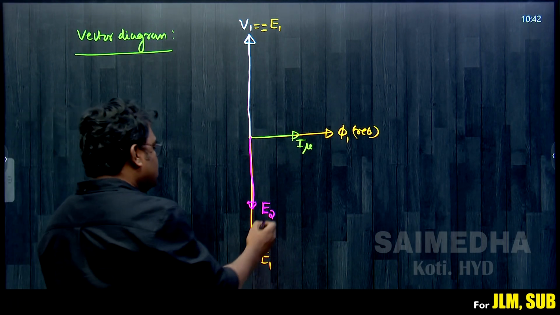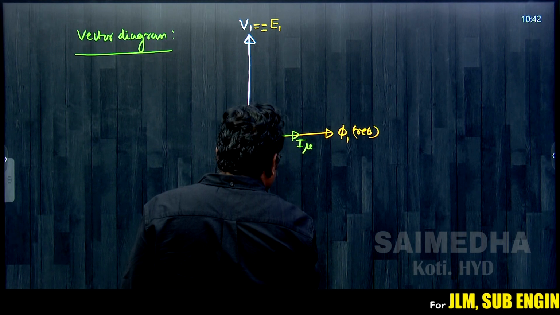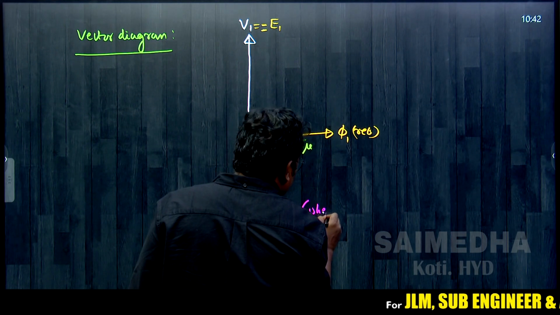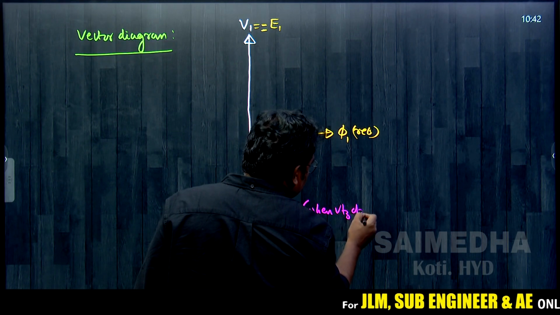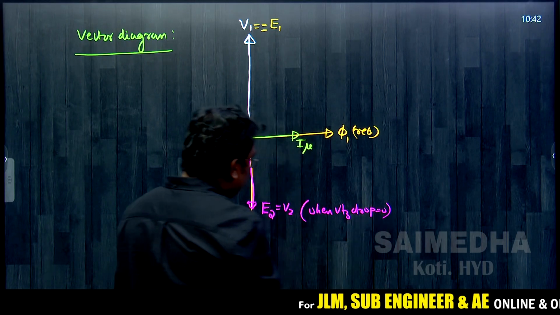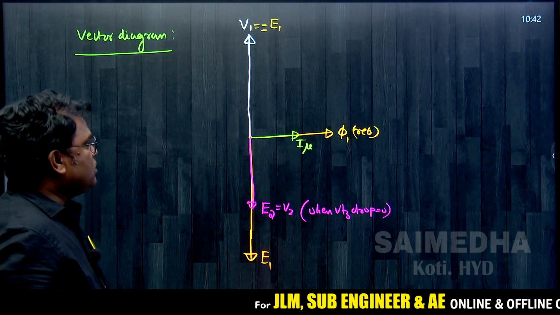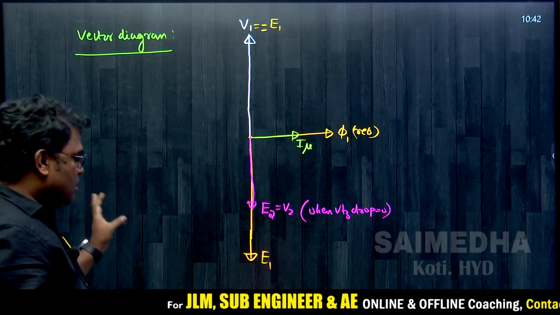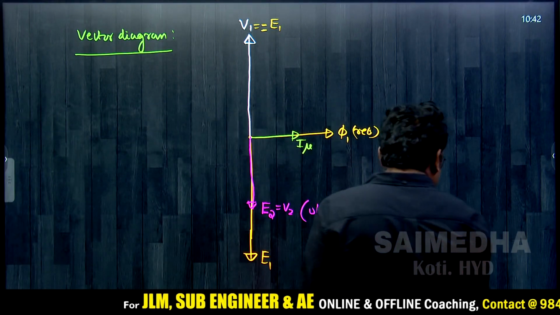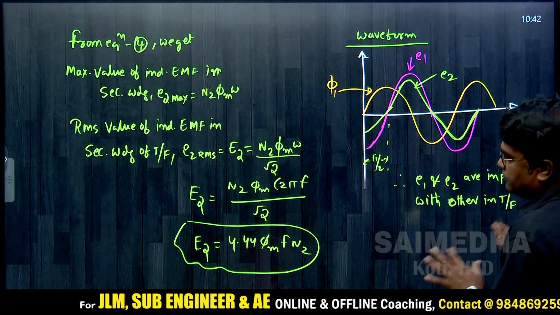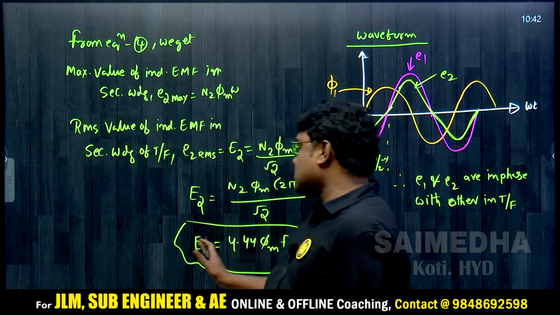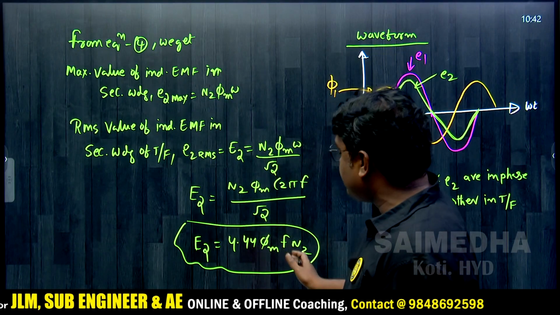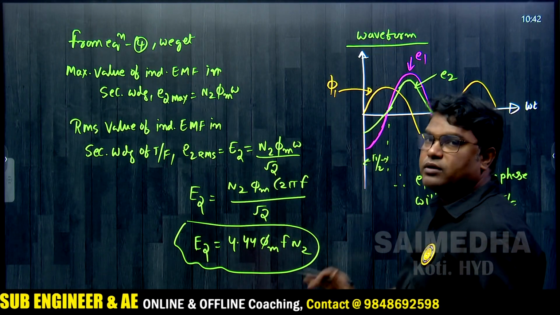So here V2 is equal to E2 when the voltage drop is neglected, that is when the voltage drop is equal to 0. So V2 is equal to 0, I2 is equal to 0. So this is the vector diagram, the phasor diagram, under these conditions. Like this. So we have to derive the EMF equation in the primary winding and the EMF equation in the secondary winding of the transformer.